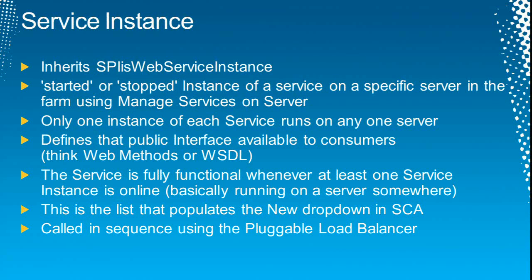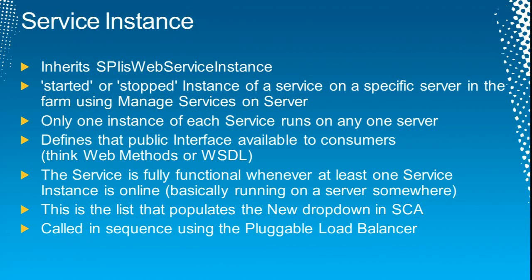This says started or stopped, right? So it's got a property that says whether it's running on a given server. Only one instance per server. Right? So you're not going to have lots of instances of these in a given server context. It defines the public interface that the clients are going to be able to consume. So this establishes, here are the methods that are callable. So this is kind of like the contract, right? It makes available the list of things that could be called.